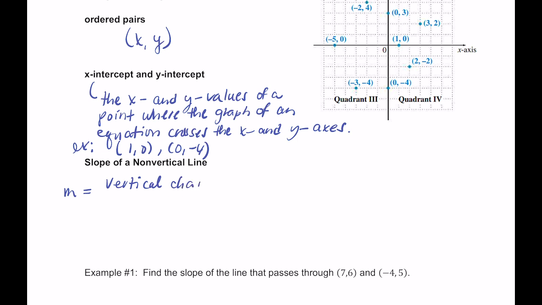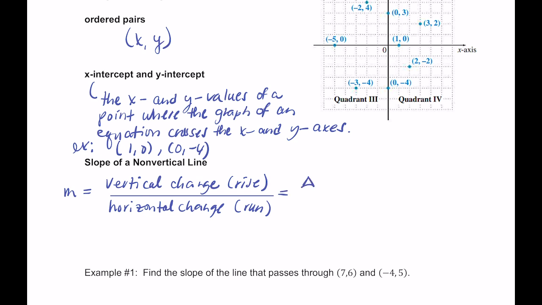vertical change, which is also known as the rise, divided by the horizontal change, which is also known as the run. When we look at change, we use the Greek symbol delta, which is a little triangle. So you may see this formula as change in y over change in x, or delta y over delta x.